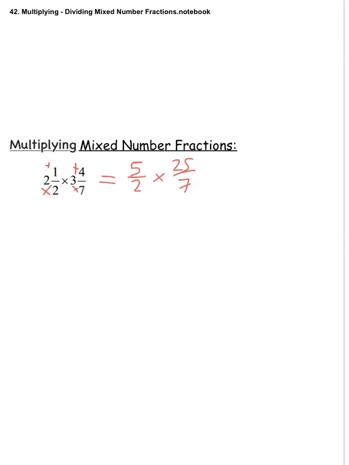Okay, then to multiply these fractions together, all we need to do is multiply the top two numbers together, and then multiply the bottom two as well. So 5 times 25 on the top is 125. 2 times 7 on the bottom is 14. How many times does 14 go into 125? Well, 14 times 9 is 126, so it goes in 8 times with 13 as a remainder. So our final answer is 8 and 13/14.